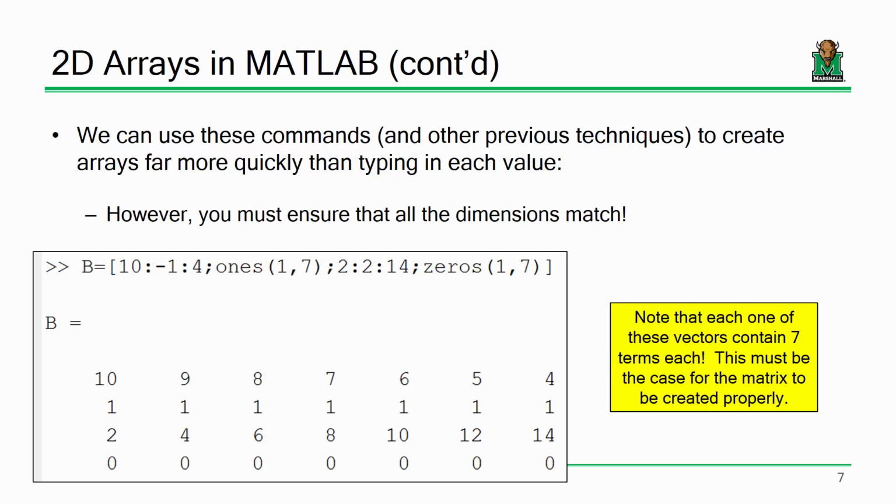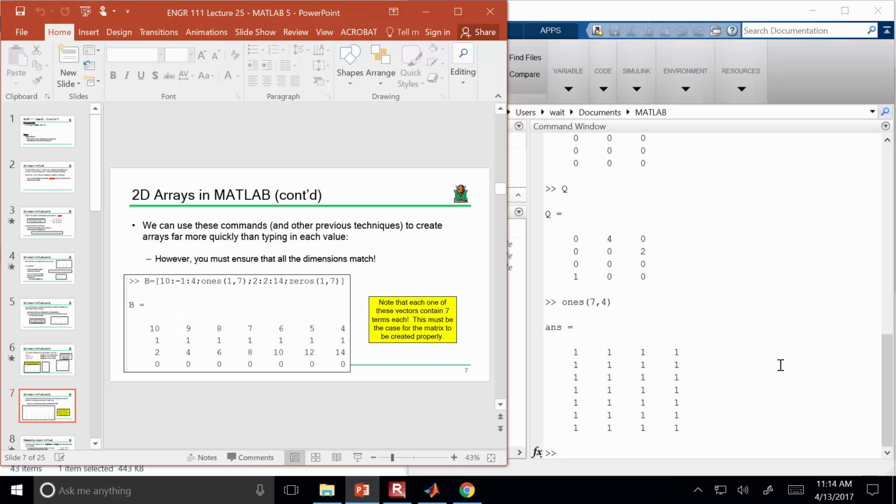Now, it has to be 7. If it was 6 or 8 or any other number, then this matrix B wouldn't be correctly created. So because the first row had 7 elements in it, the second one does as well. Okay, now the third row is just this sort of even spacing command again, 2, 4, 6, 8, and so on. And then for the final fourth row, you can see that we filled it in with a row of zeros. So let's try that out.